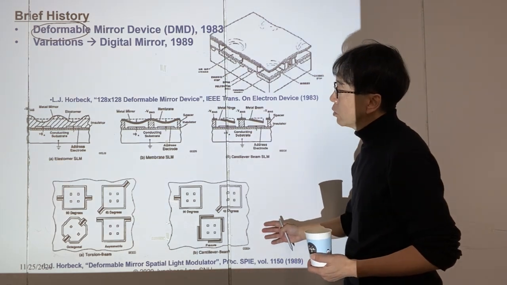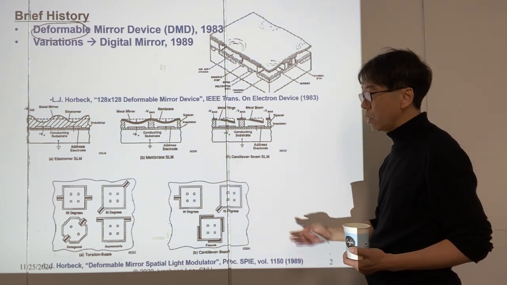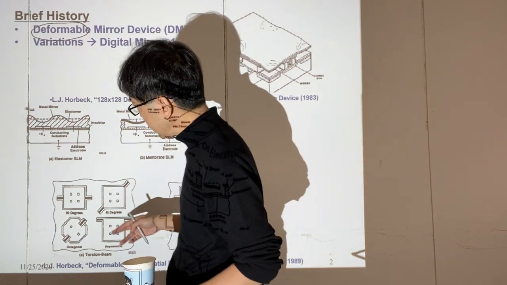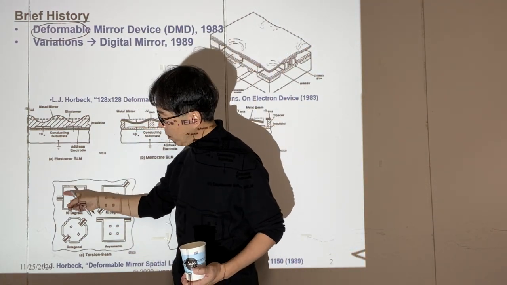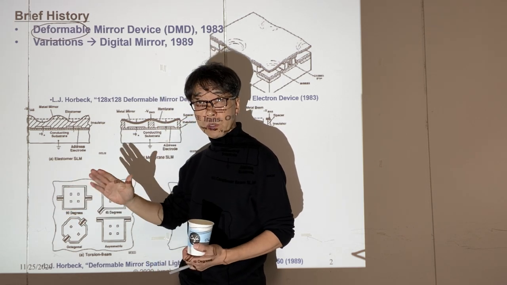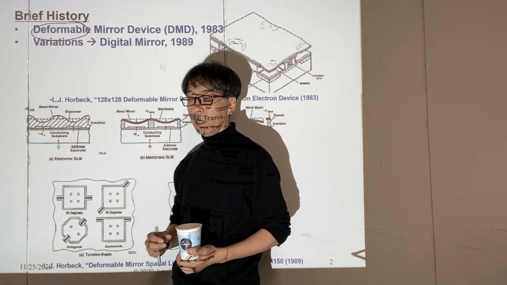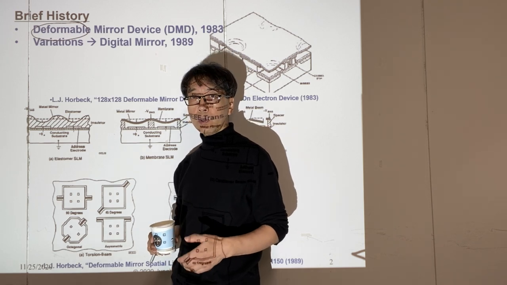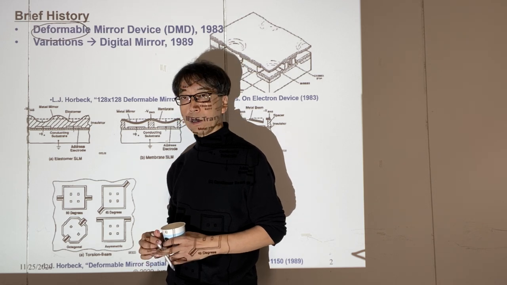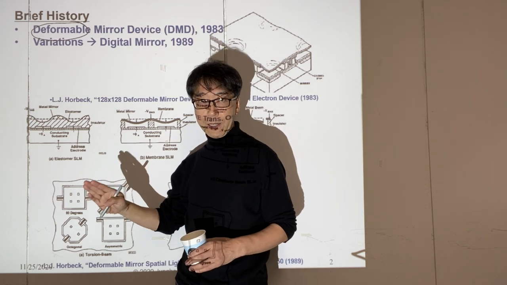So at this moment, they started calling this device digital mirror device, DMD, same name, DMD. But the mirror looks like this. Somehow you have a pattern of mirrors like this with the torsion beam, and the mirror will tilt. So by tilting the mirror, they rely on a totally different way of controlling the light.